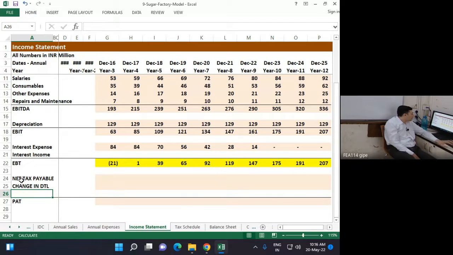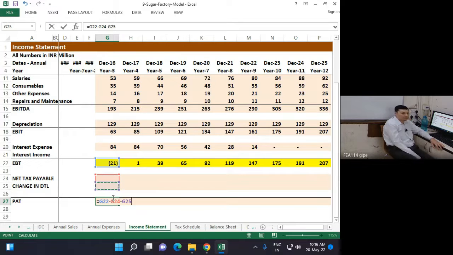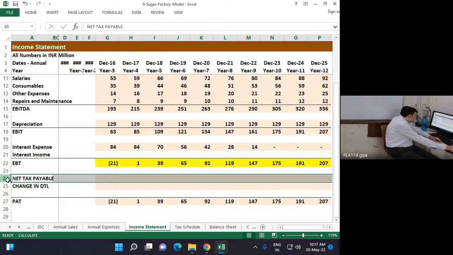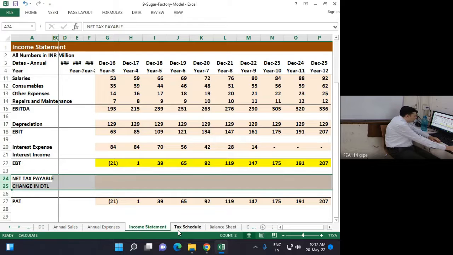And that is EBT minus net tax payable. Now we want to complete the tax schedule, and once we do that, then these two line items can be imported from the tax schedule. So come to the tax schedule.